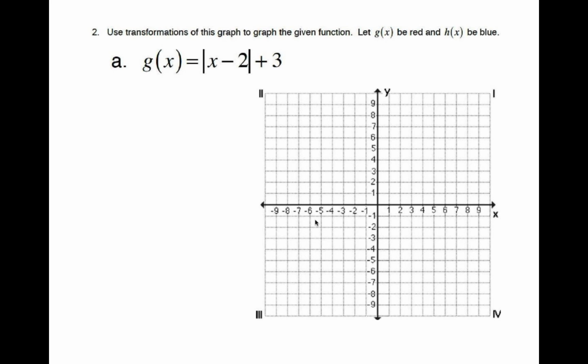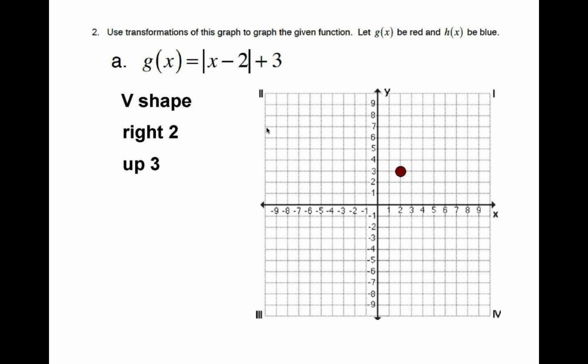All right, so number 2, we're going to transform these graphs. So notice this has the absolute value symbol, so this is going to be a V-shaped graph. So then our vertex is opposite same. I'm going to go 2, 3, which is right 2, up 3. So don't start at 0, 0. We're going to go right 2, and we're going to go up 3, put the dot.